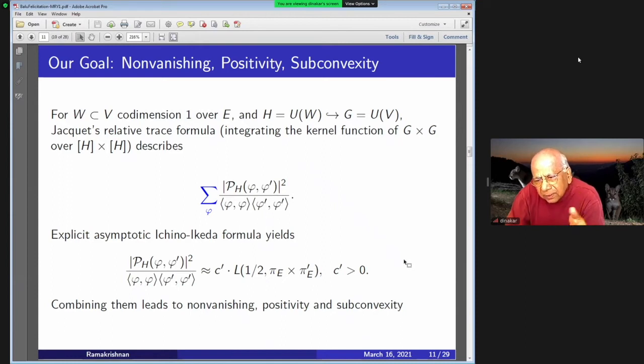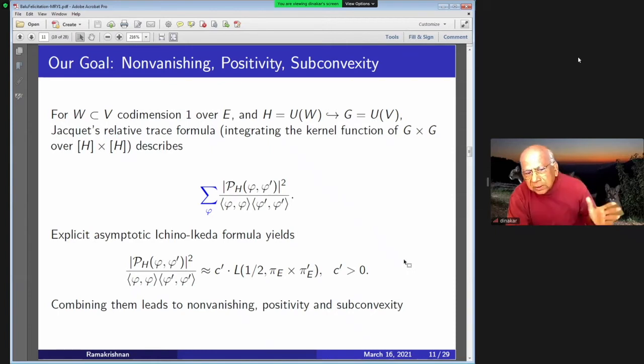If there is anything maybe non-trivial, we are summing over phi over the bigger group, not the smaller group. It's somehow a little bit easier to sum over the smaller group. When we sum over phi, this sum somehow comes up in one side of Jacquet's relative trace formula relative to G relative to H. So this relative trace formula describes this. And then some Ichino-Ikeda formula, some asymptotic version of it, we prove precisely what it is, and this period normalized by the Petersson norms is some positive constant we can explicitly compute times the L value here.